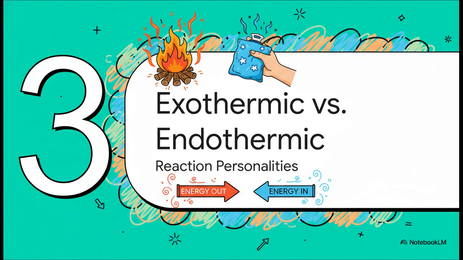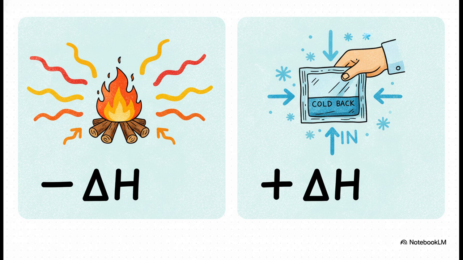Okay, so now we have our key, delta H. Let's use it to finally unlock the mystery of that campfire and the cold pack. Because really, all reactions have one of two personalities, and it all depends on which way that energy is flowing. And this lays it all out perfectly. On the left, you've got your exothermic reactions. That's our campfire. Heat flows out of the system, so the surroundings, that's us, get hotter. And for these, delta H is always a negative number.